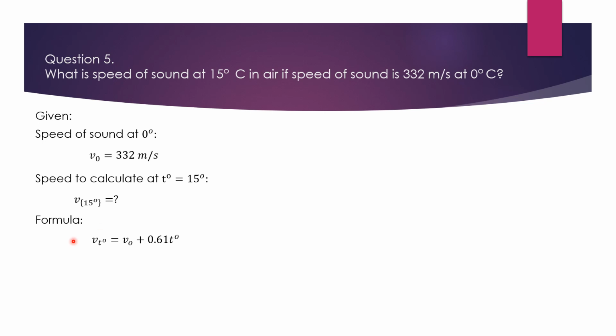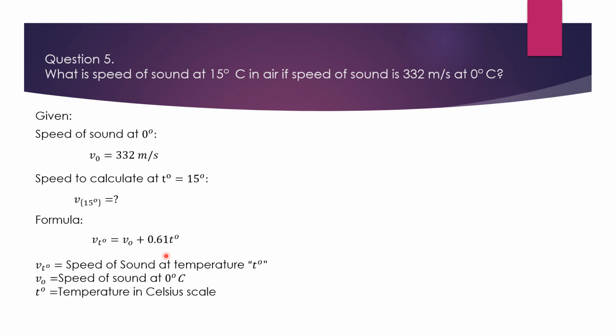this is what we need to find, and the formula we use here is Vt is equal to V0 plus 0.61 T. Now here Vt is the speed of sound at temperature T, that is 15 in this case, V0 is the speed of sound at 0 degrees, and T is the temperature in Celsius scale. So putting these values in the formula, V at 15 degrees is equal to 332 plus 0.61 into 15, and this results in approximately 341 meters per second.